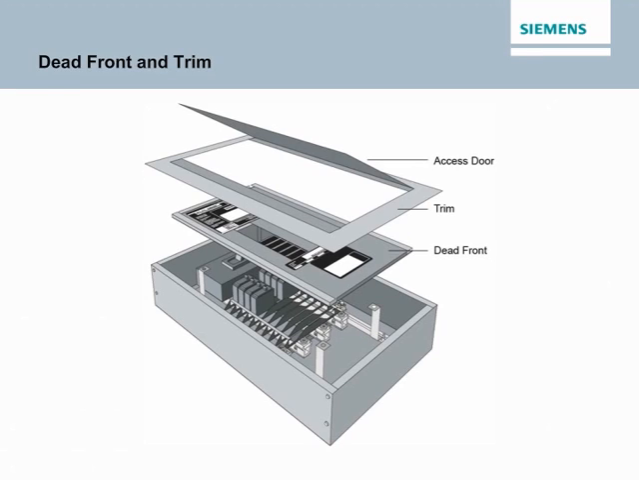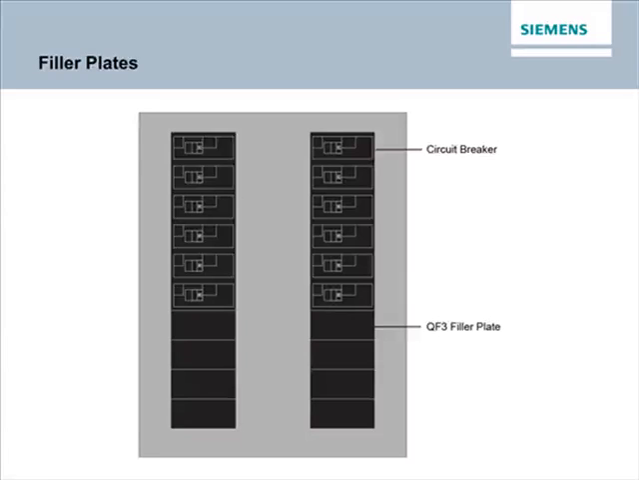The accompanying graphic shows a typical lighting panel. The dead front and trim are the front surfaces of the panel board that cover the interior. The trim includes an access door. These components provide access to the overcurrent devices while sealing off the bus bars and internal wiring from contact. QF3 filler plates are used to cover any unused pole spaces not filled by a circuit breaker.